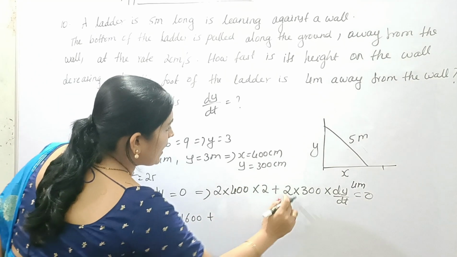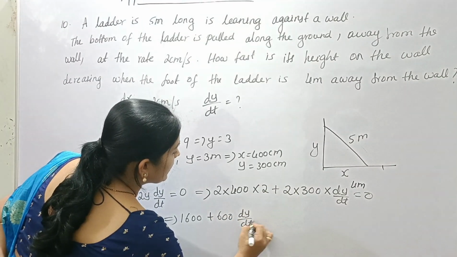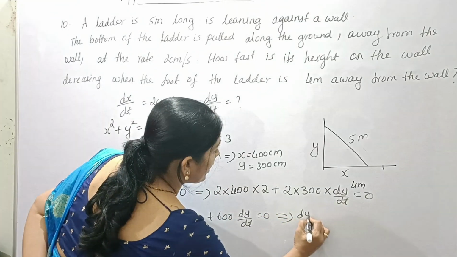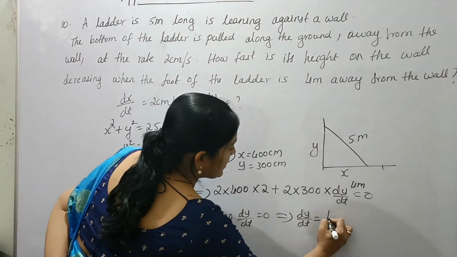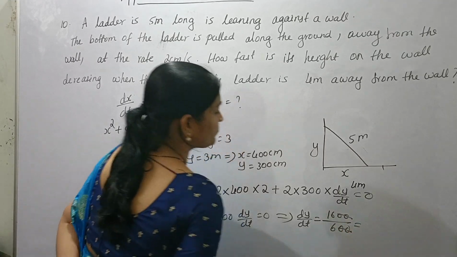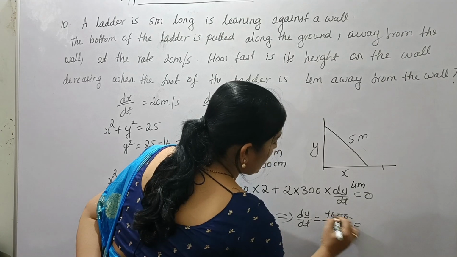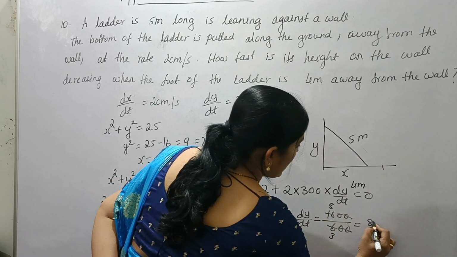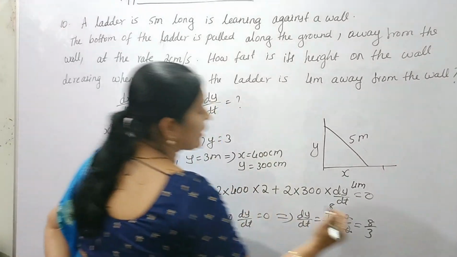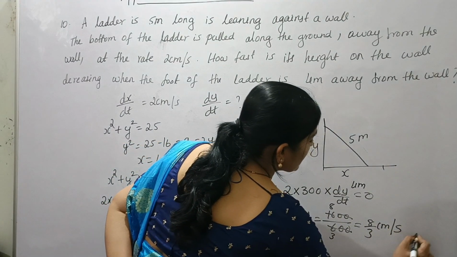Plus 600 dy by dt is equal to 0. Let's take this 1600 to the right side. So dy by dt is equal to 1600 divided by 600, the zeros cancelled. Then 2 3s are 6, 2 8s are 16. So 8 by 3, it is the height, right? Centimeter per second.